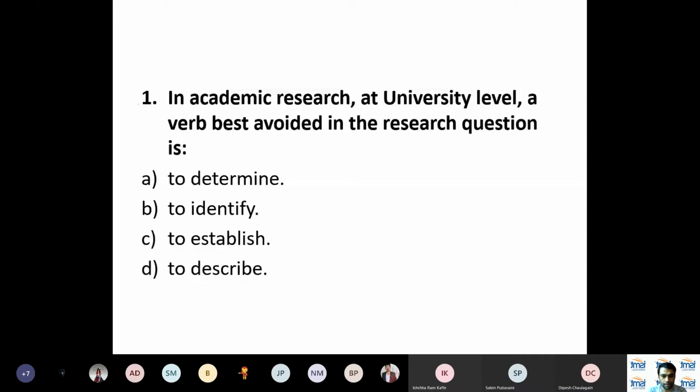Can you answer this question? In academic research at university level, a verb best avoided in the research question is? Anup, can you answer this question? In academic research, university level, which verb is mostly avoided in writing the research question?